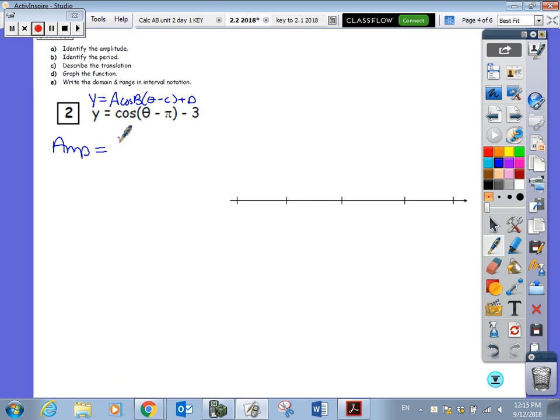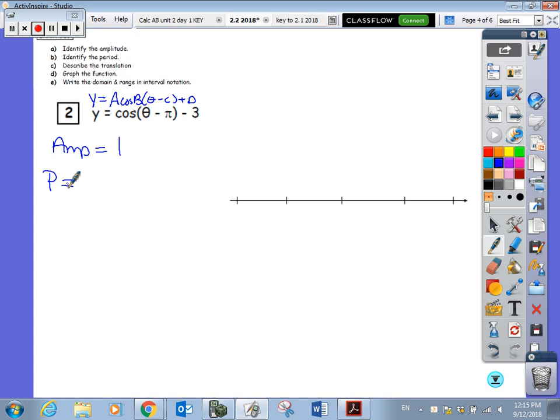So amplitude, we get from the a value, so it's 1. Period equals, we look at the c value. There's no degree symbol and there's a pi, so that should set us in the direction of radians versus degrees. Yes? So the C is the period and it's also determining left and right? No.